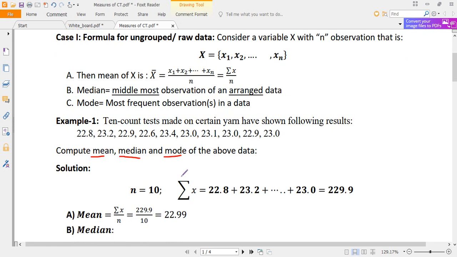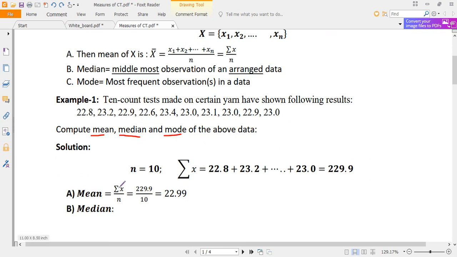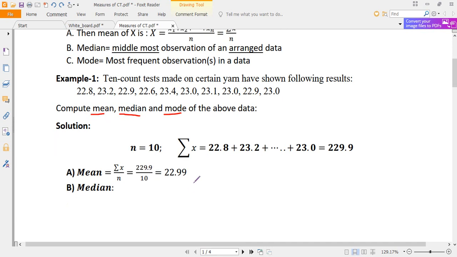To compute the mean, there are 10 observations, so n equals 10, and we have to add up these 10 values, the sum of x, which is 22.8 plus 23.2 and so on. Adding all these 10 values, we get 229.9. So the mean is sum of x divided by n, that is 229.9 divided by 10, and we have 22.99.